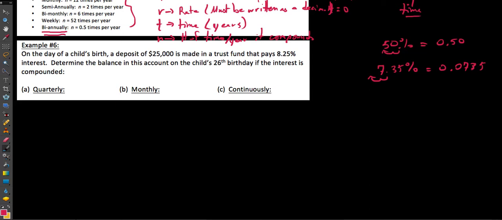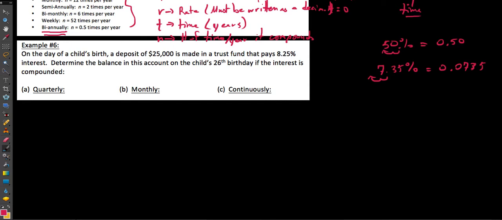So it says on the day of a child's birth, a deposit of $25,000 is made in a trust fund that pays 8.25% interest. Determine the balance on this account on the child's 26th birthday if the interest is compounded quarterly, monthly, and then we're going to finish off with continuously.